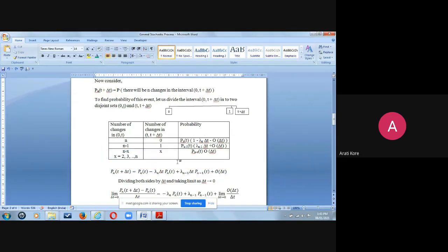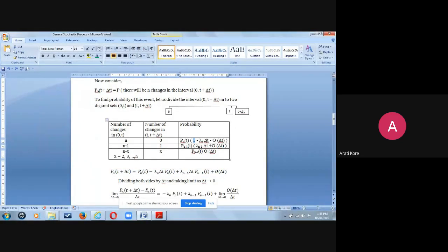Right? We will add these probabilities, because it is this or this or this. So my P_n(t + Δt) is the addition of these three probabilities. Now I have solved the bracket. So what will be the addition? P_n(t) into this one will be P_n(t) again. So I wrote it over here.